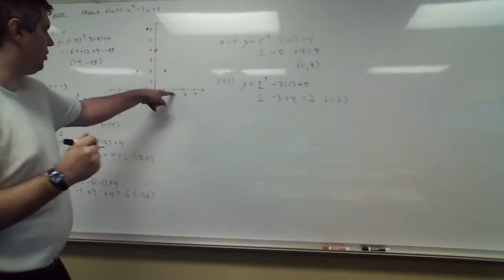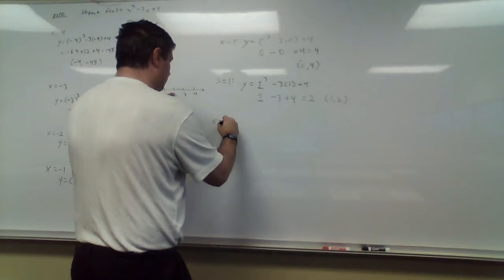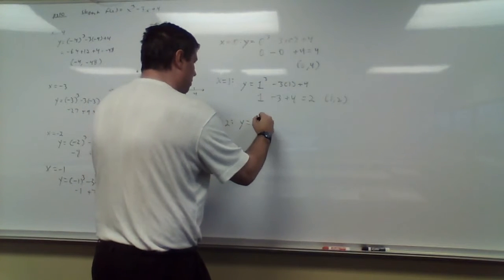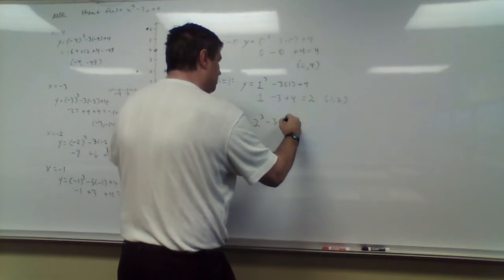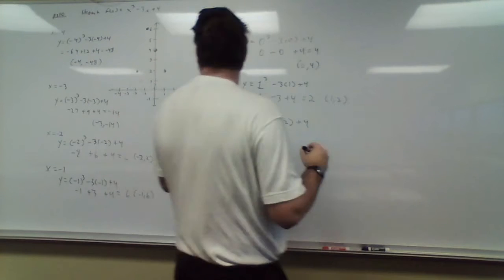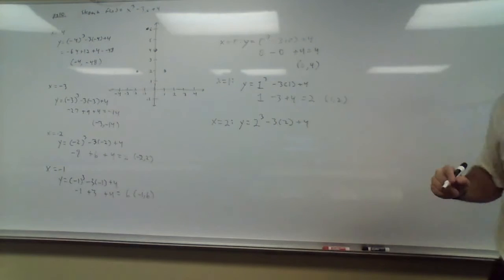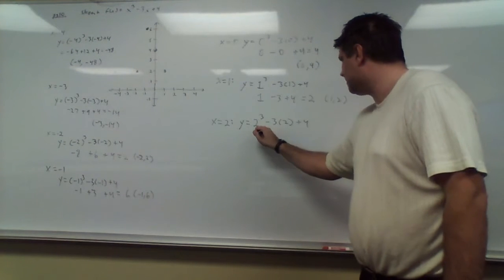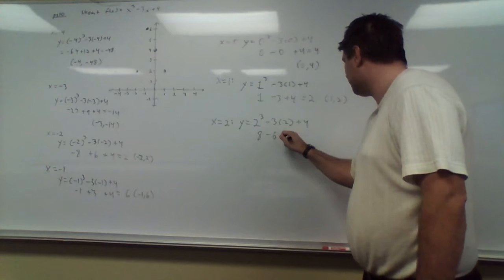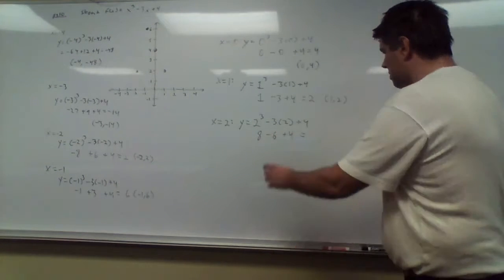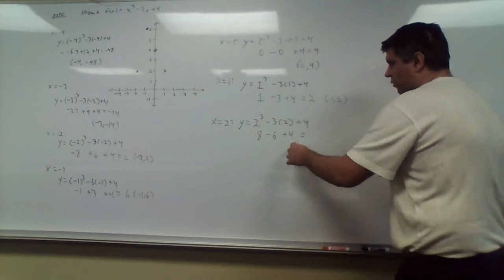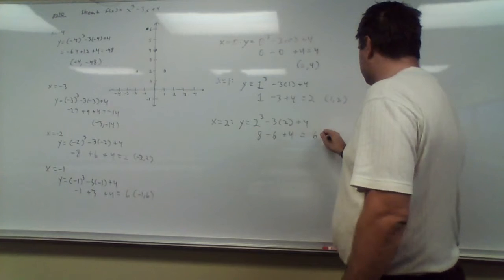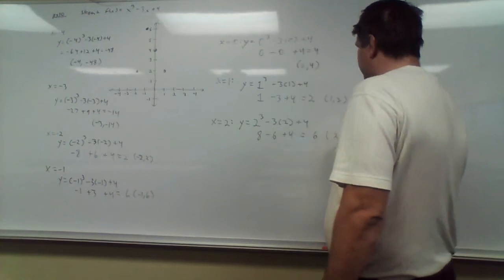All right. Now we'll do X equals 2. Y equals 2 cubed minus 3 times 2 plus 4. So that's 8 minus 6 plus 4. 2 plus 4 is 6. So 2, 6.